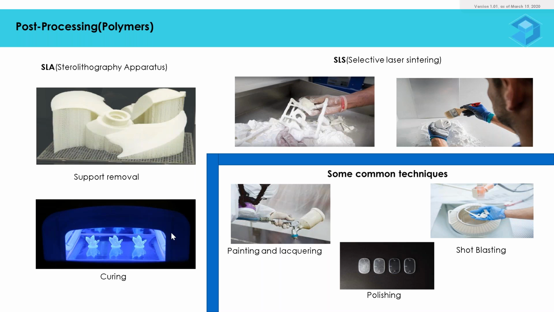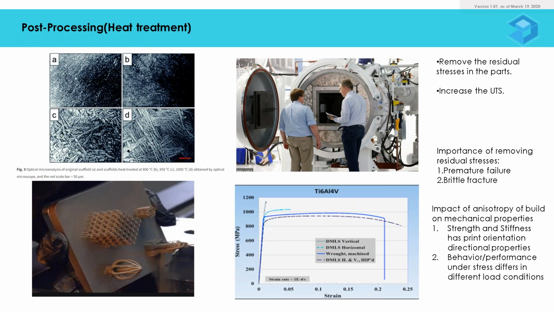And in case of UV curable resin, we need to keep it in a curing chamber as well to expose it to UV to totally do the polymerization and get good quality parts. So that's how the post processing on the polymers looks like: shot blasting, polishing, lacquering, curing. In case of metal, the essential step is the heat treatment that dictates the strength of the material.